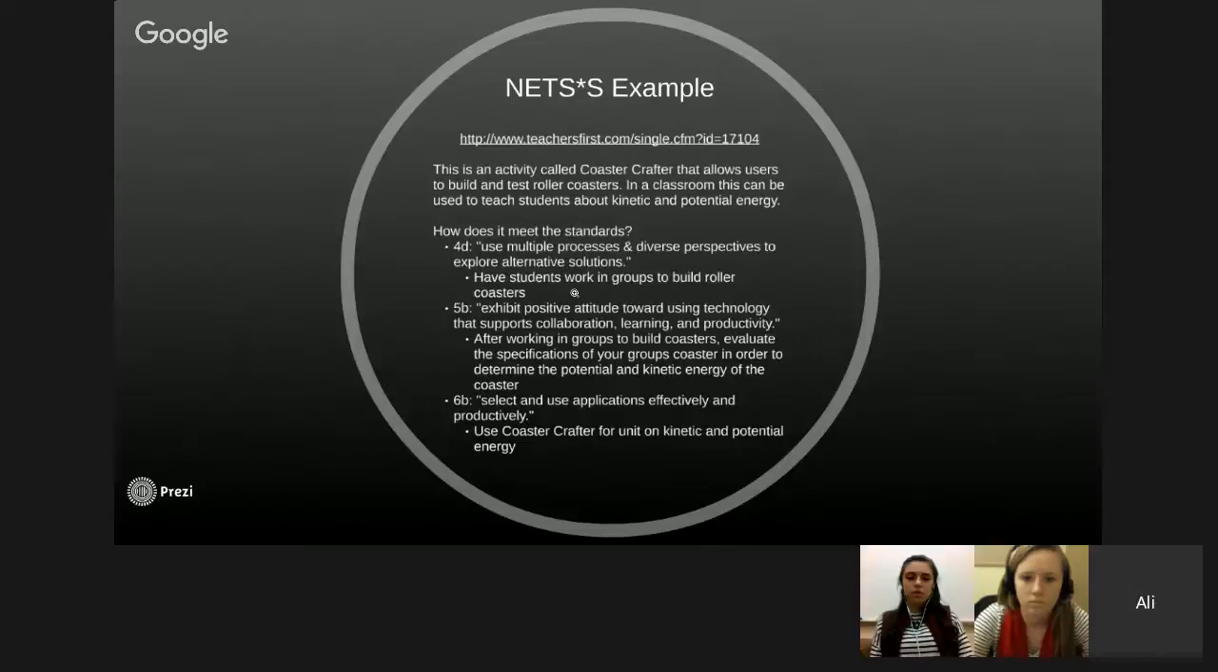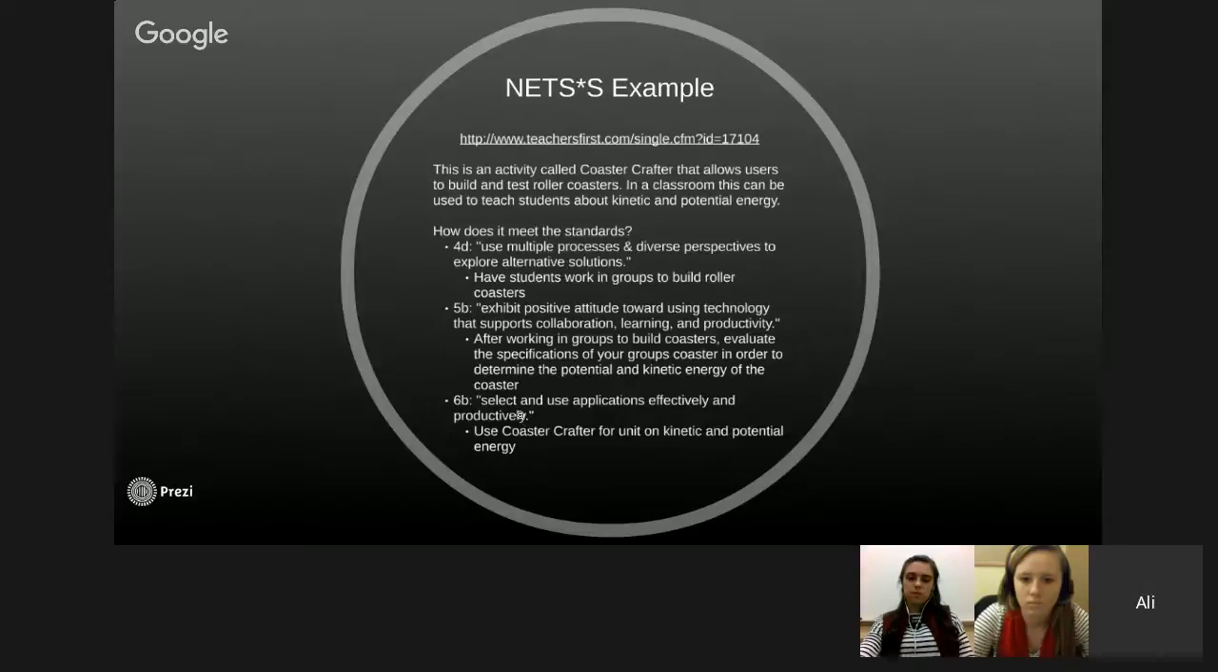So you can have students work together in groups to build the roller coasters, so that they're sharing ideas and perspectives. 5B states exhibit positive attitude towards using technology that supports collaboration, learning, and productivity. So after working in groups, they can evaluate the specifications of their group's roller coaster in order to determine the kinetic energy and potential energy of the coaster.